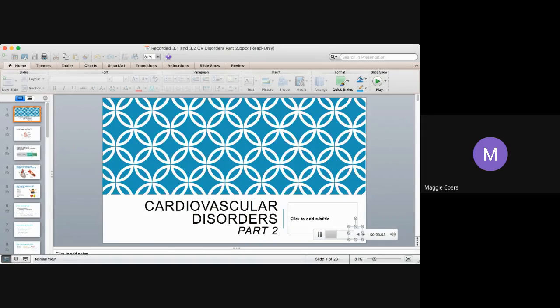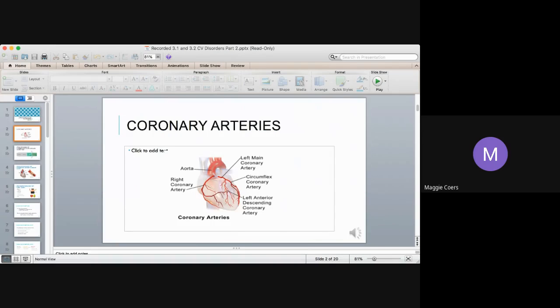So this is part 2 of cardiovascular disorders. This is a really good picture because in this part 2, we're going to talk about coronary artery disease. And this is really a good graph of where those coronary arteries are.